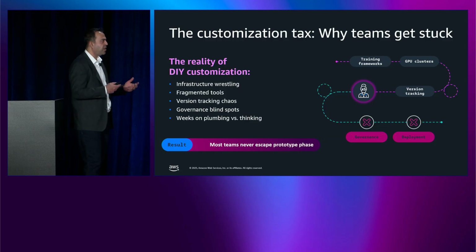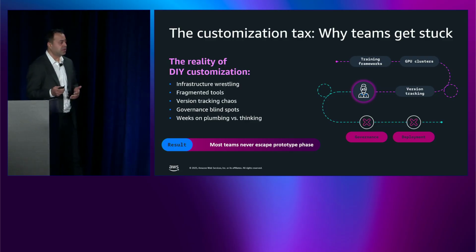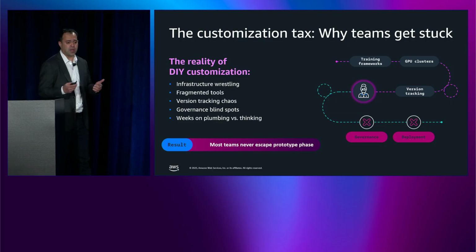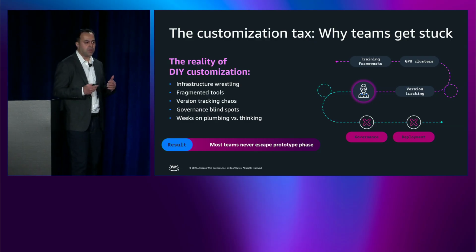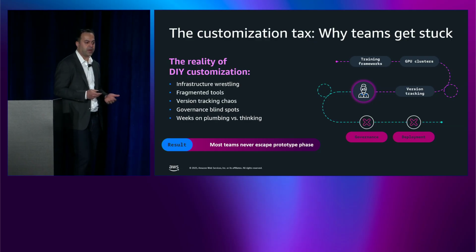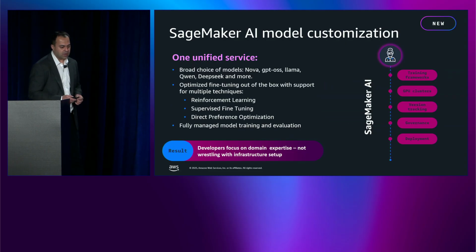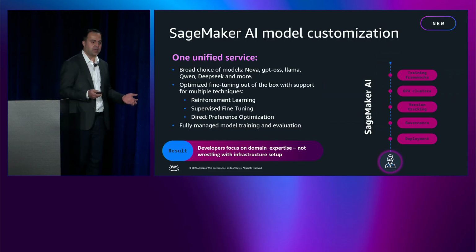And then you have to evaluate models, and then if you're doing this at enterprise scale, then you also have to worry about governance and who has access to what, and whether you have full lineage tracking in place. So all in all, you're spending more time plumbing than actually doing value-added work. So this is where SageMaker comes in.